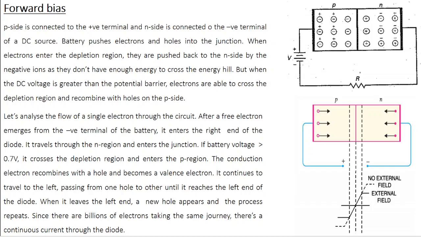We discussed the flow of a single electron, but in reality, you have crores and crores of atoms in your p-n junction diode. So there are billions of electrons taking the same journey simultaneously. So you have a continuous current through the diode during the forward bias.